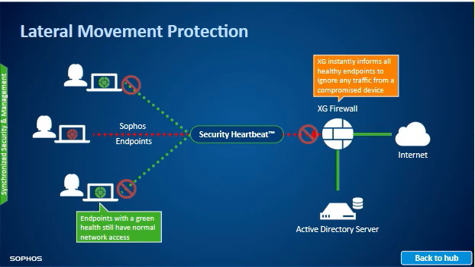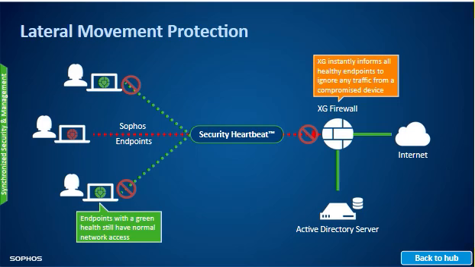When synchronized security was first introduced with XG Firewall as security heartbeat, settings in firewall rules allowed unhealthy endpoints with a red or yellow health status to be isolated from accessing other parts of the network or the internet. In this way, security heartbeat helps isolate infected endpoints to prevent a threat moving or spreading to other parts of the network or communicating out to the internet.